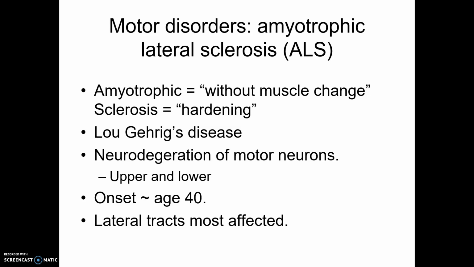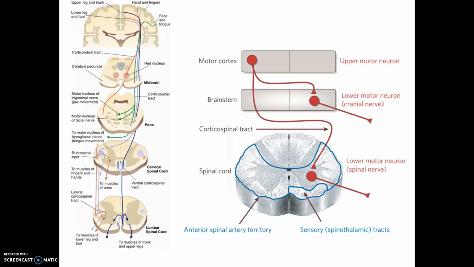Basically, what happens with it is progressive neurodegeneration of both upper and lower motor neurons. The onset is typically around age 30 or 40. It occurs in about 1 in every 100,000 people. Typically, we will find the lateral motor tracts, the ones that are really critical for dexterity, those smart tracts, tend to be more affected.